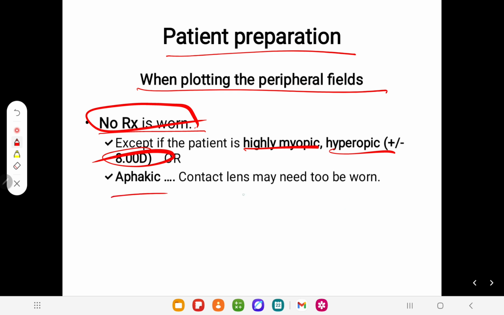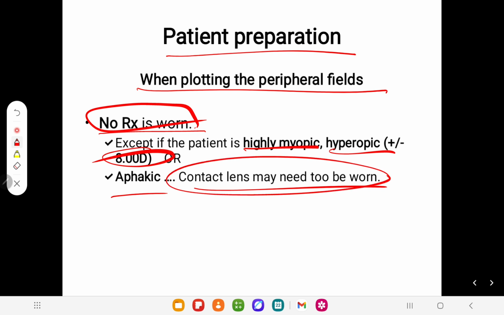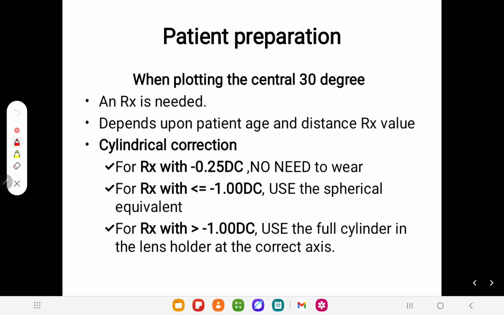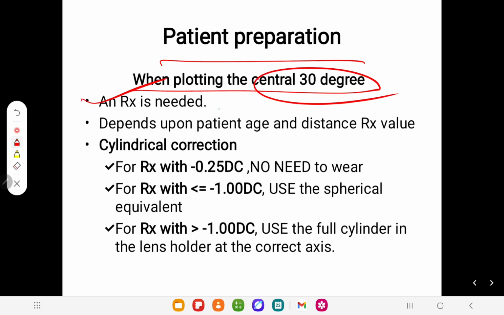So in aphakia, a contact lens may be needed, because a plus spectacle lens will reduce the field of view, isn't it? So patient preparation when plotting the central 30 degrees, Rx is needed. Definitely central 30 degrees, because central means 30 degrees. Depending on the patient's age and the distance Rx value, we definitely consider presbyopia too, isn't it?